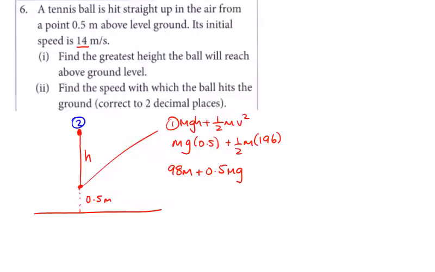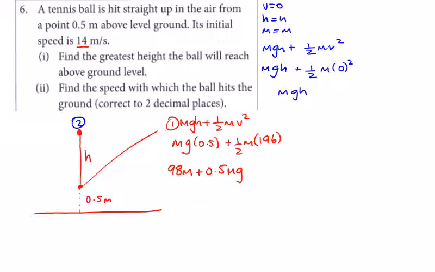So up here, position 2, what do we know? We know velocity is 0 in position 2. We're looking for h. The mass hasn't changed. So we have mgh plus a half m v squared is going to become mgh plus a half m by 0, where the velocity becomes 0, squared. So we just get mgh. So equating these two things, we can just write it here, equals mgh, dividing across by m.